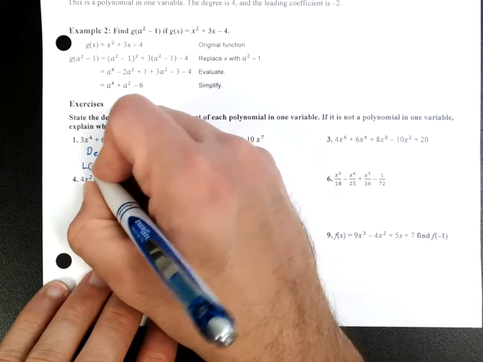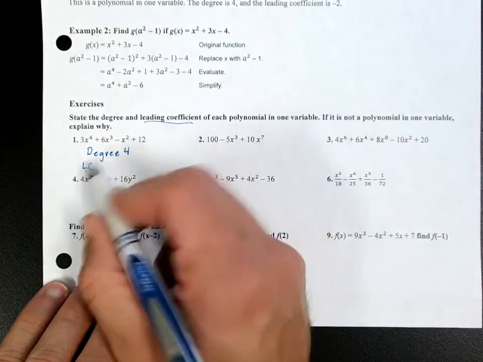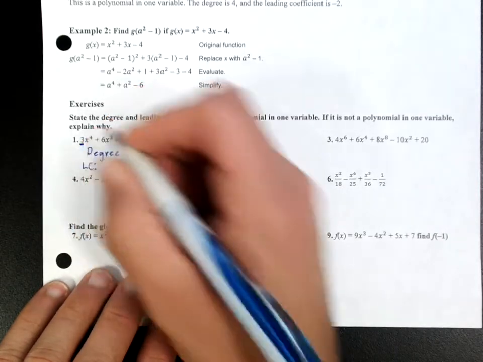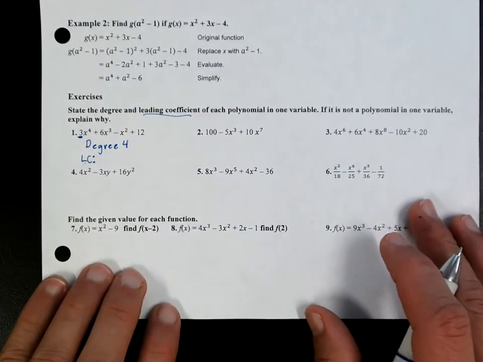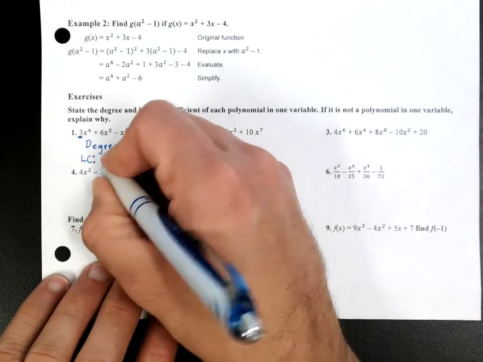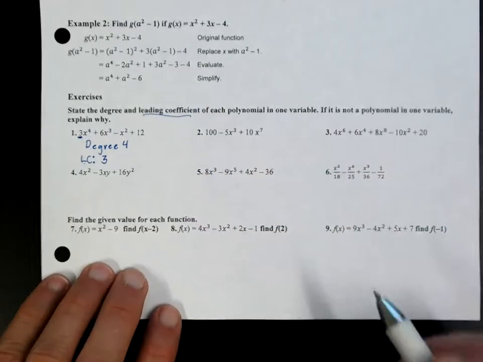And it's also asking for the leading coefficient, right? So this LC that I wrote here is the leading coefficient. The leading coefficient is whatever number is attached to the variable with the highest power. In this case, the leading coefficient is 3. All right, so this is degree 4 and positive, essentially.